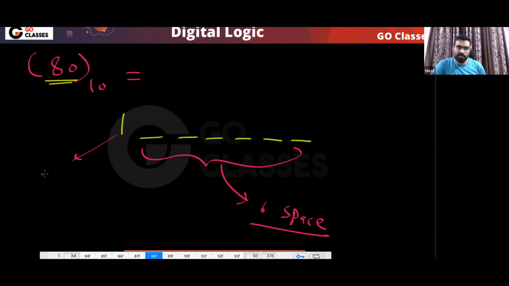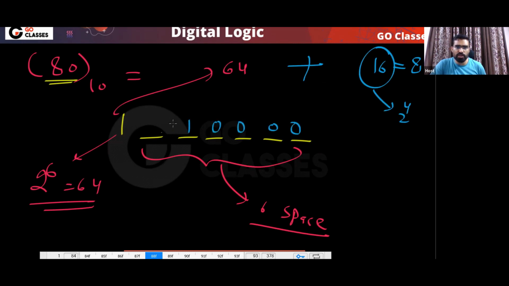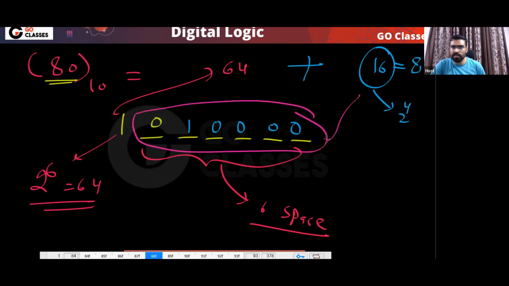This will give me 2 power 6, which is 64. I got 64. How much is remaining? 16 is remaining. And you already know 16 means 1 followed by four 0s. So very simple, this will be your 16.